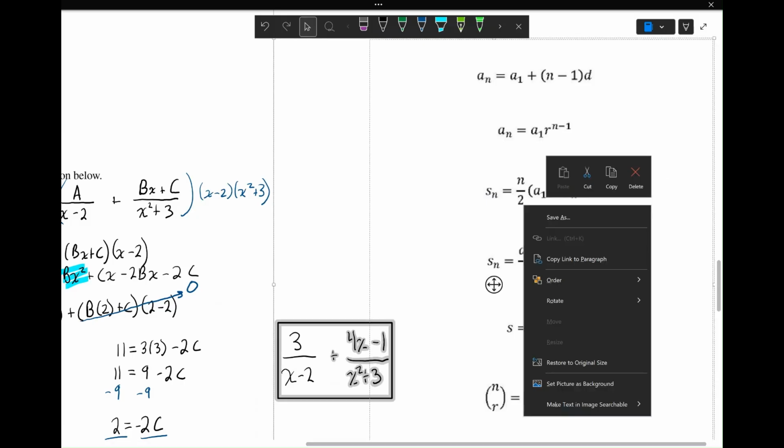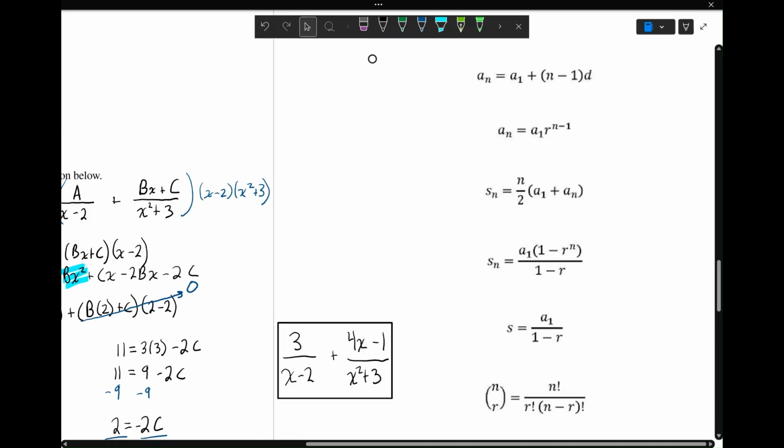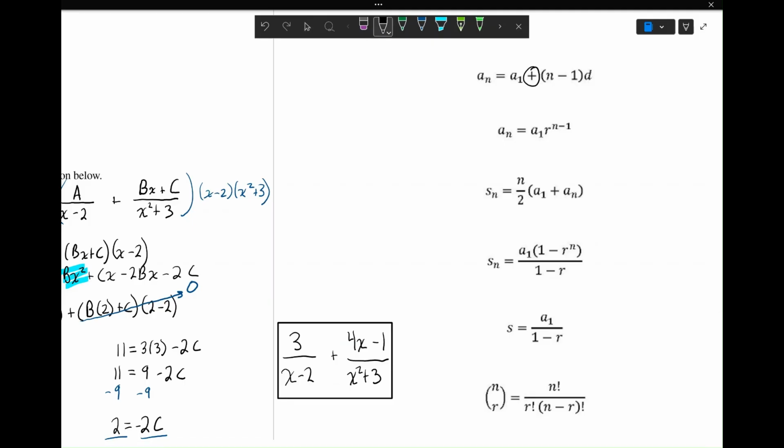Remember, let me take a moment and make sure I don't move this around anymore. These plus ones are all with arithmetic sequences, or in other words, sequences where we have an adding pattern. Whereas these ones with r are geometric. So just know you'll be able to use these formulas on the test. You do not have to memorize them.